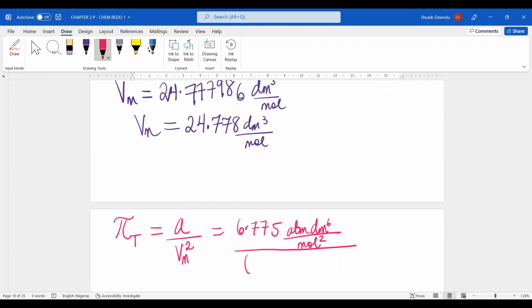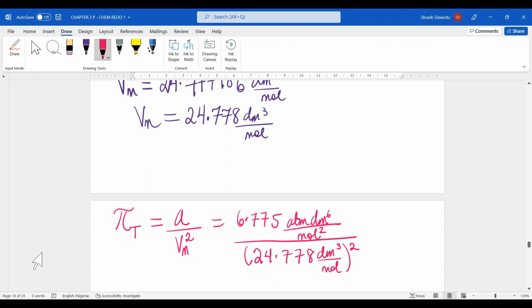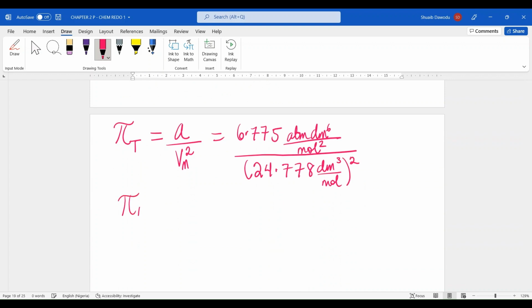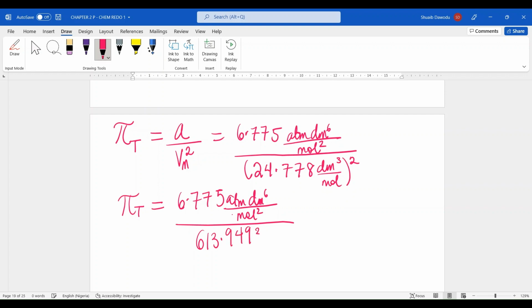divided by Vm squared. So we're just going to substitute Vm here. So it's going to be divided by 24.778 dm cube per mole all squared. So yeah, that's basically it. So pi t is just simply 6.775 atmosphere dm6 per mole squared divided by 24.778 times 24.778. So yeah, so that would be 613.9493 dm6 per mole squared.